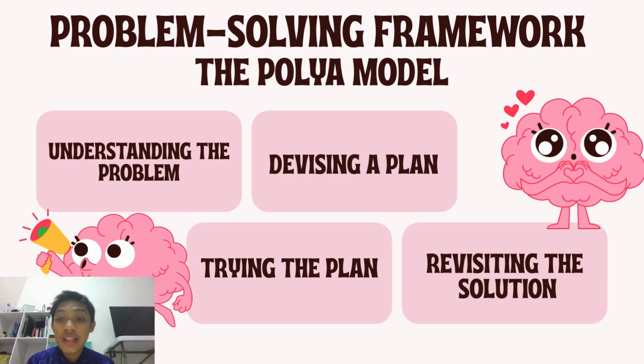To solve this, we integrate two powerful frameworks, which are the Polya model and computational thinking techniques. The Polya model was created by George Polya. His model provides a four-step structure: understanding the problem, devising a plan, trying the plan, and lastly, revisiting the solution. Did you understand that? Let's go through the computational thinking techniques.